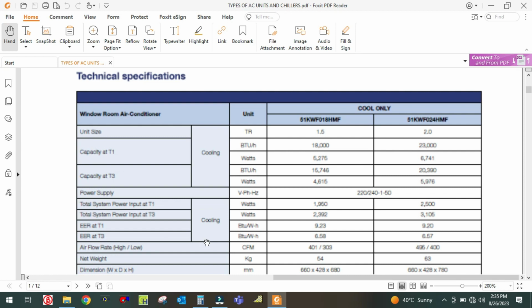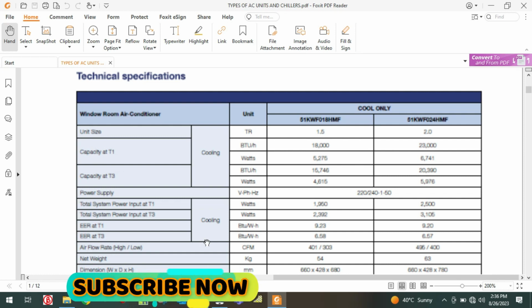So it will depend on the usage. If you are using the AC more, that means your yearly usage will be more, so you have to look for a better star rating of AC. If you use it 3 to 4 months in a year, then you can go for a 3 star or 2 star. Because if you take the 5 star AC, the initial cost of the AC unit will be high, but the running cost will be less.